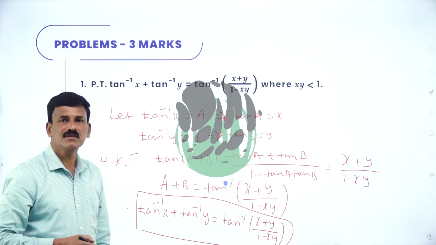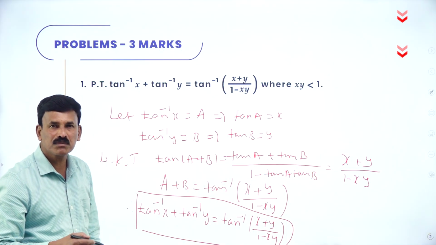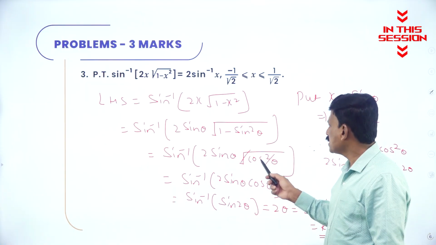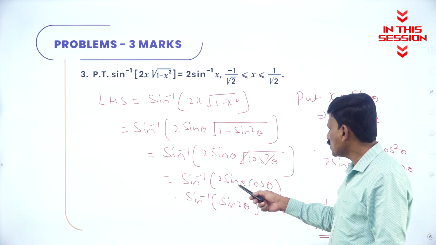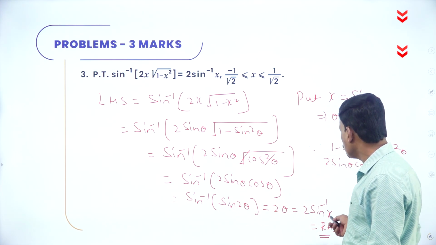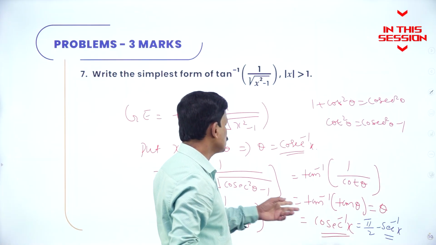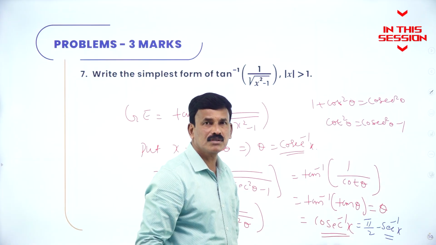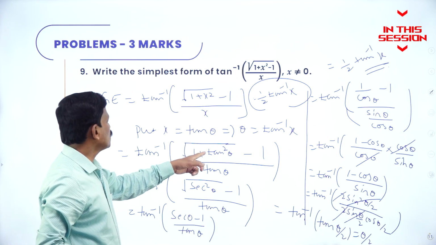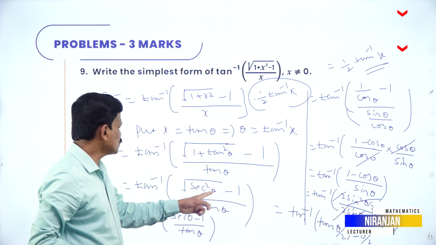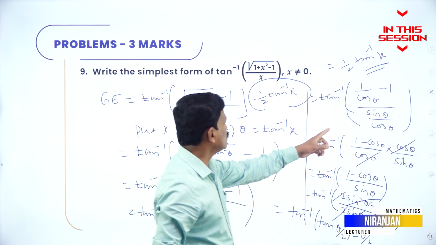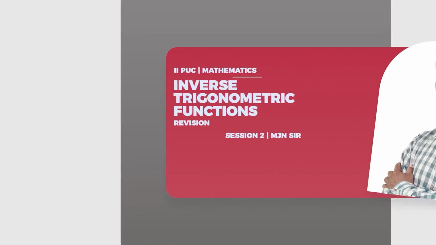tan inverse x plus tan inverse y is equal to tan inverse of x plus y divided by 1 minus xy. Same as that of tan a plus b formula. That's it. 1 minus x square is cos square, square root gets cancelled. 2 sin theta cos theta is sin 2 theta. Sin inverse gets cancelled. That's equal to 2 into theta is sin inverse x. Substitute theta is equal to cosecant inverse x, or that's also equal to pi by 2 minus secant inverse of x. That's it. Root of 1 plus tan square is secant square minus 1. Square root gets cancelled. Secant theta minus 1 by tan theta can be written as 1 by cos minus 1.